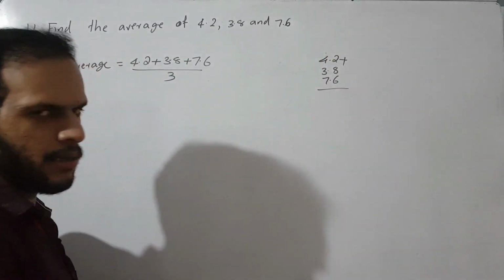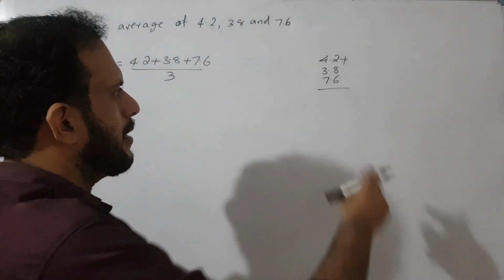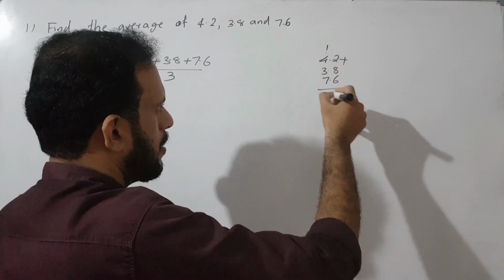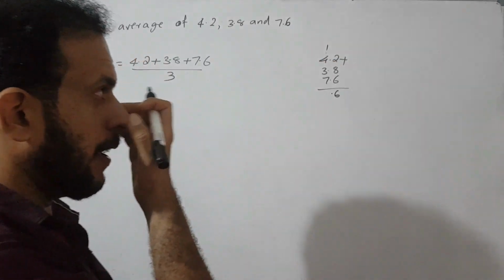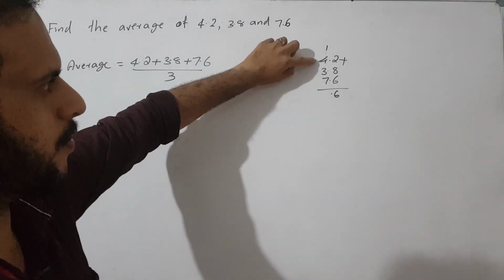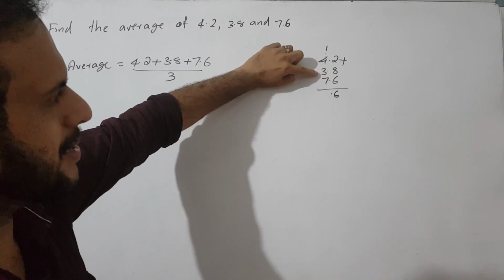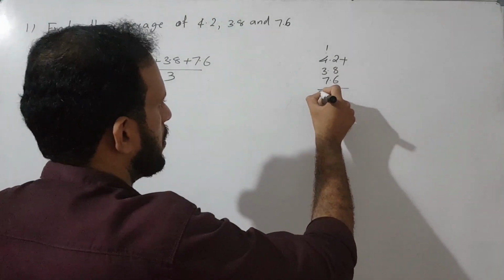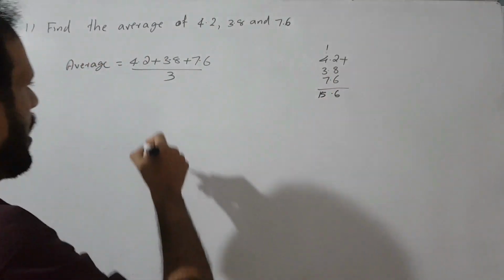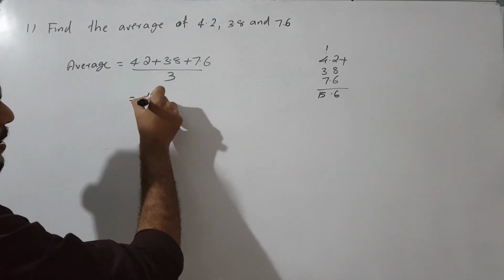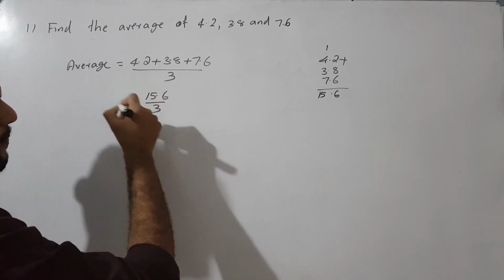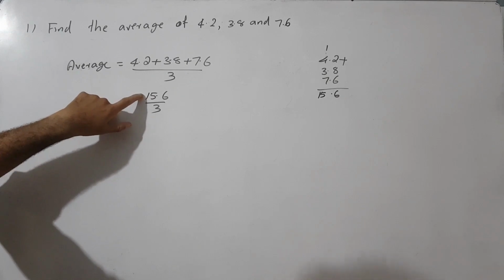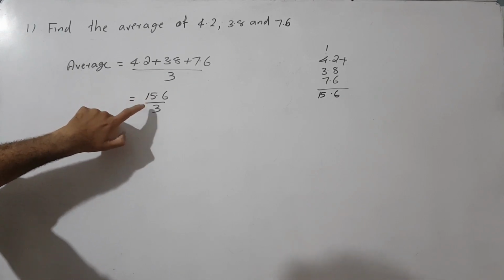So we add 4.2 plus 3.8 plus 7.6. 2 plus 8, yes, 10. 10 plus 6, 16. 1 is the balance point. Then 1 plus 4, 5. 5 plus 3, 8. 8 plus 7 is 15. Then the answer is 15.6 divided by 3.